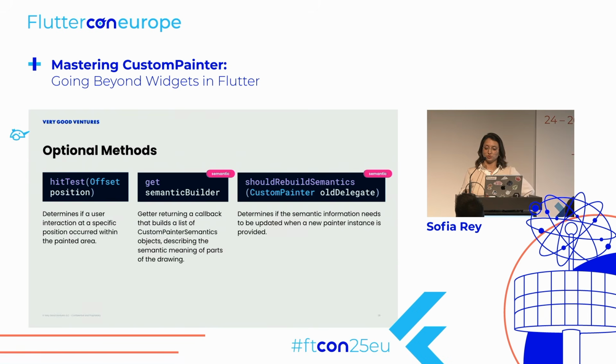By default, the custom painter won't work with the usual user interactivity. But if we override the hit test method, then we can know if a user tapped in a certain spot of our drawing. Then we have the getter semantic builder, which is mostly for accessibility. We can describe what we are drawing, and the screen readers can read it later. And we have the should rebuild semantics, which is the same as should repaint, but for the semantics builder getter.